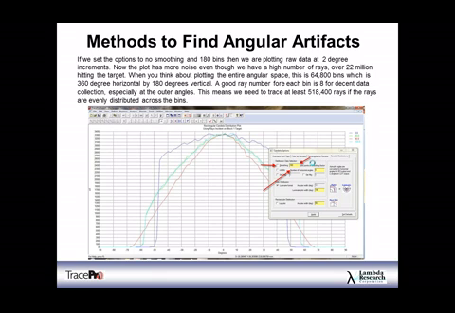When you think about plotting the entire angular space, and you talk about 360 degrees by 180, that means if we're talking about 1 degree angular bins, there are 64,800 bins to collect rays in. A good ray number for each bin is 8 for decent data collection, especially at the outer angles. That means we need to trace at least 518,000 rays if the rays are evenly distributed across those bins. So that's what we're looking for over here.